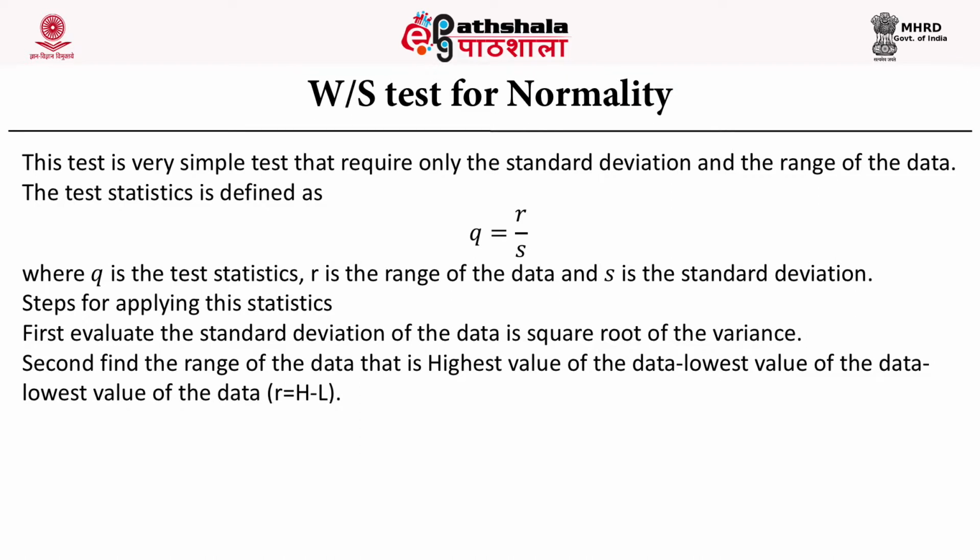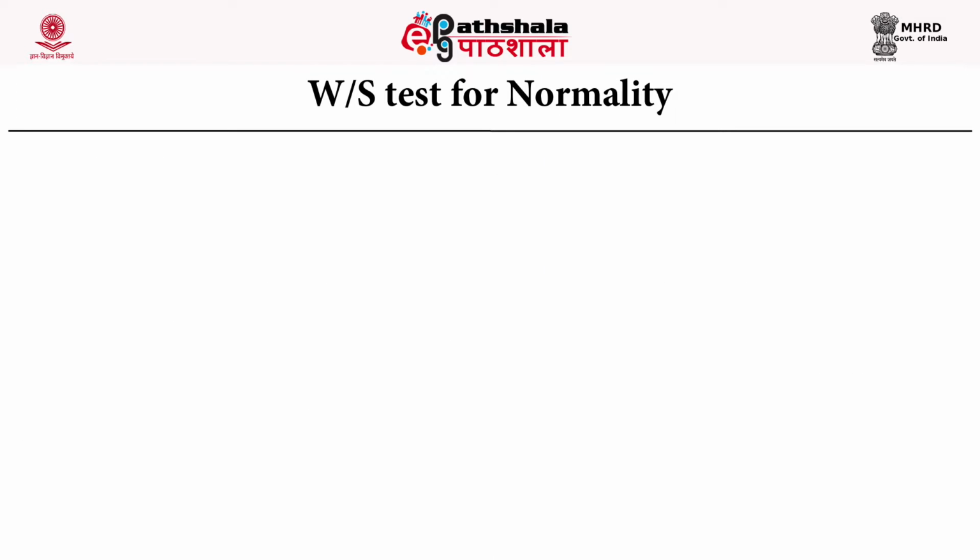First, evaluate the standard deviation of the data, which is the square root of the variance. Second, find the range of the data, that is, the highest value of the data set minus the lowest value of the data set, derived using the formula H minus L. After that, evaluate the proportion Q equals R upon S.